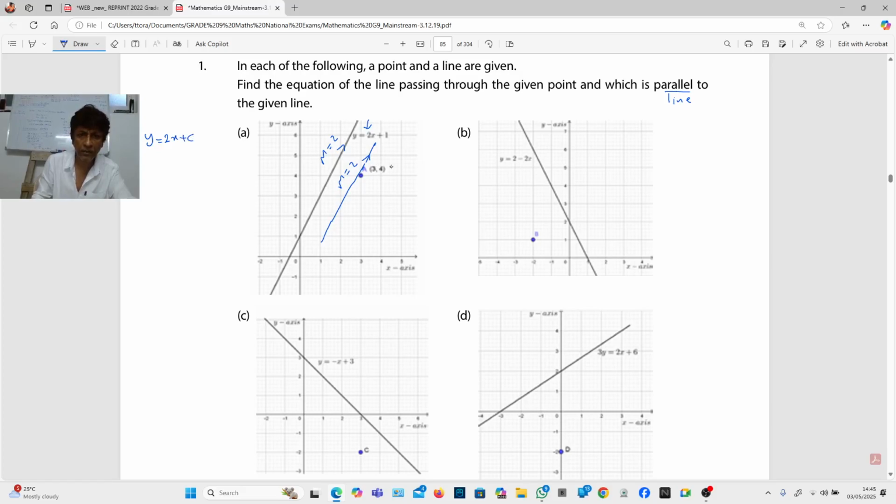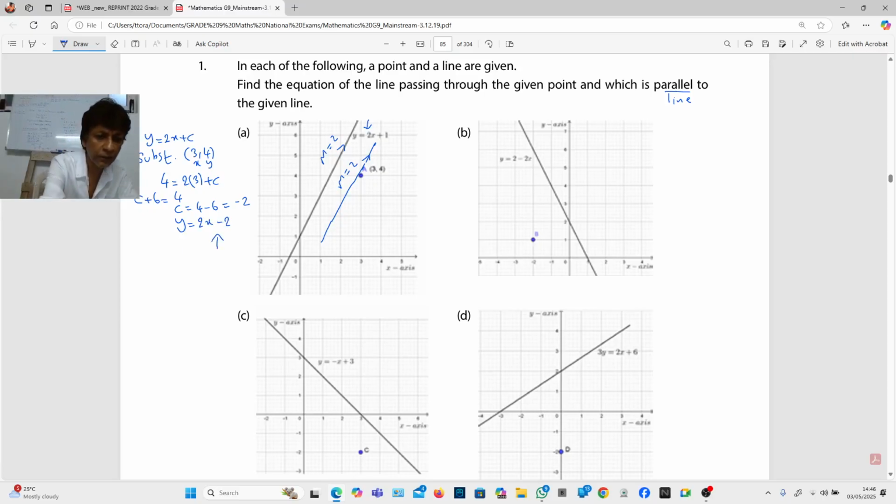So what we can do now, we can substitute the point 3, 4 because it passes through this line. So we are going to substitute 3, 4 into this line. As you can see, this is x here and this is y here. So the y can be substituted for 4 and the x can be substituted for 3. So 2 times 3 plus c, and 2 times 3 we know is 6. So 4 is equal to 6 plus c, and therefore c is going to be equal to 4 minus 6, which is then negative 2. Therefore the line has equation y is equal to 2x minus 2, and so the first question is done.